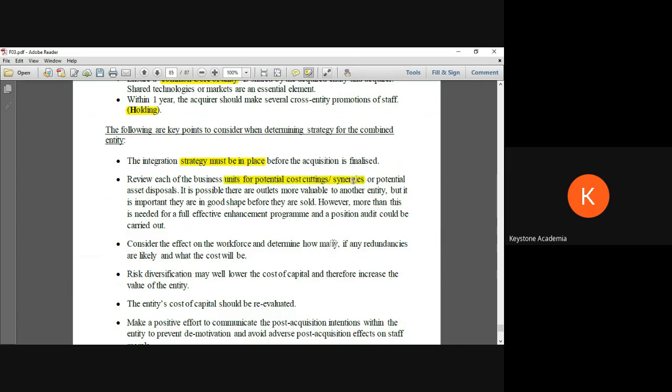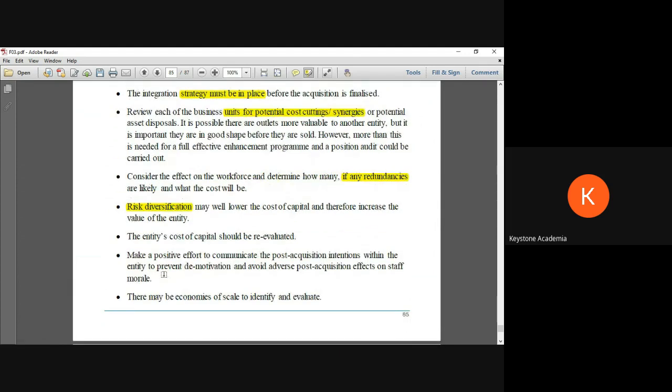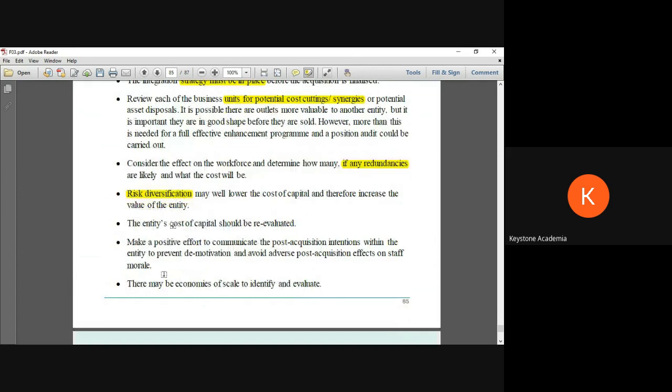Third is the difficult part. The redundancies should be planned in advance again. Last one is risk diversification. What are the new risks we'll be facing? Next is the cost of capital should be reevaluated. Sometimes it can go up. Last one is how to improve the communication. Communication is very important, especially in the first 1 year. Last one is how to achieve the economies of scale that we have planned.